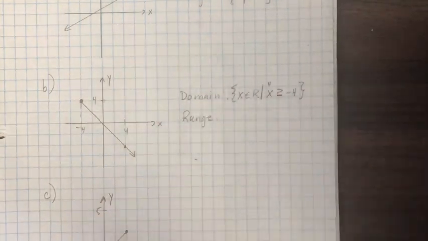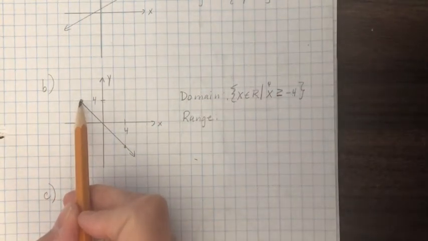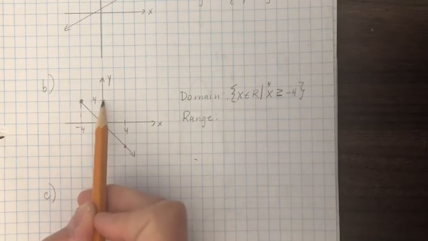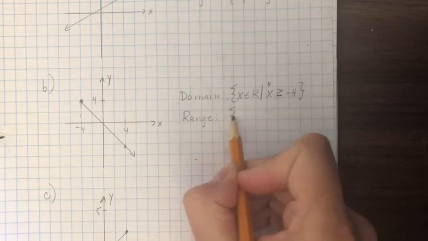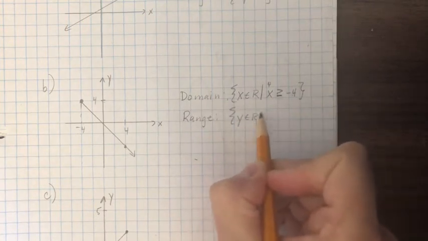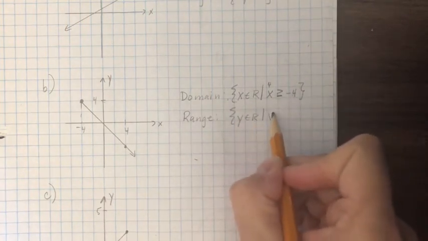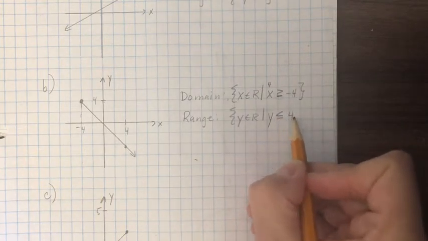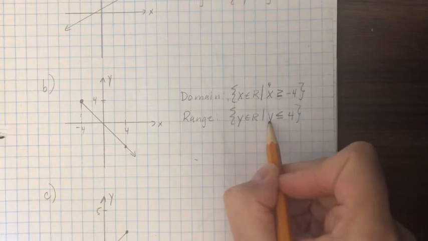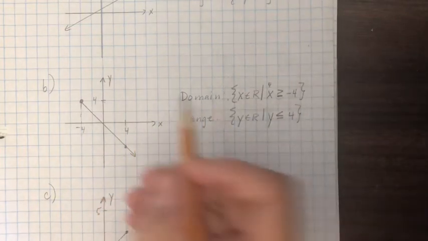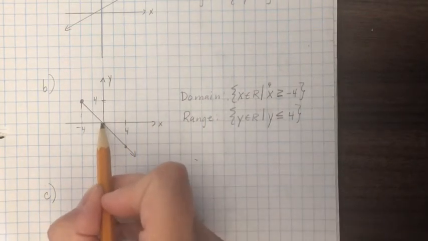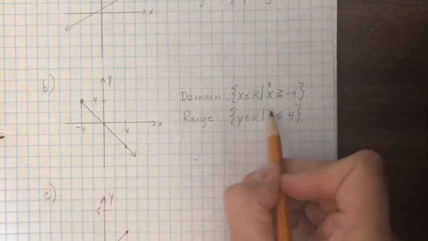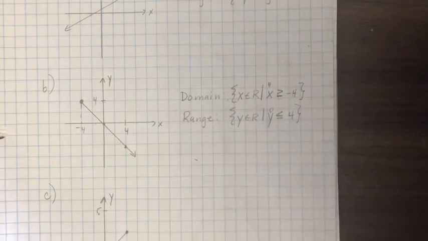So the only thing that's restricting our range is this point here with a y coordinate of 4, and 4 is the highest value that we can have. So we're going to write y belongs to the real number set such that y has to be less than or equal to 4, because 4 is the highest of the rest of the y coordinates. For example, if I take this point here, this has a y coordinate of 0, and 0 is less than 4.